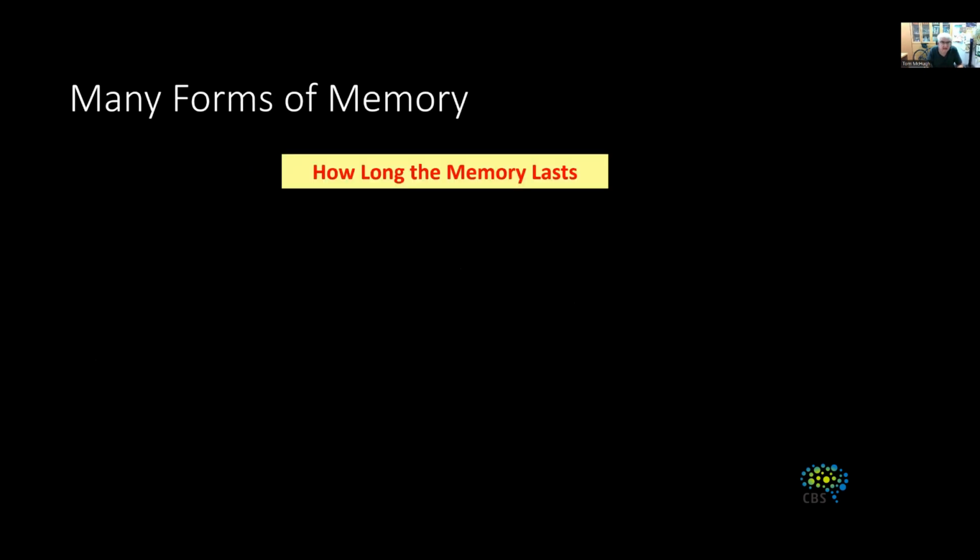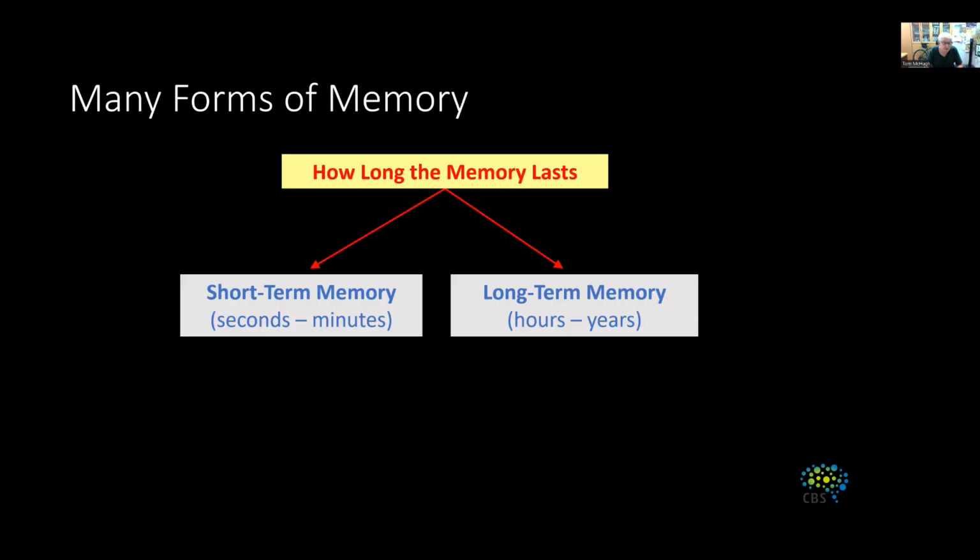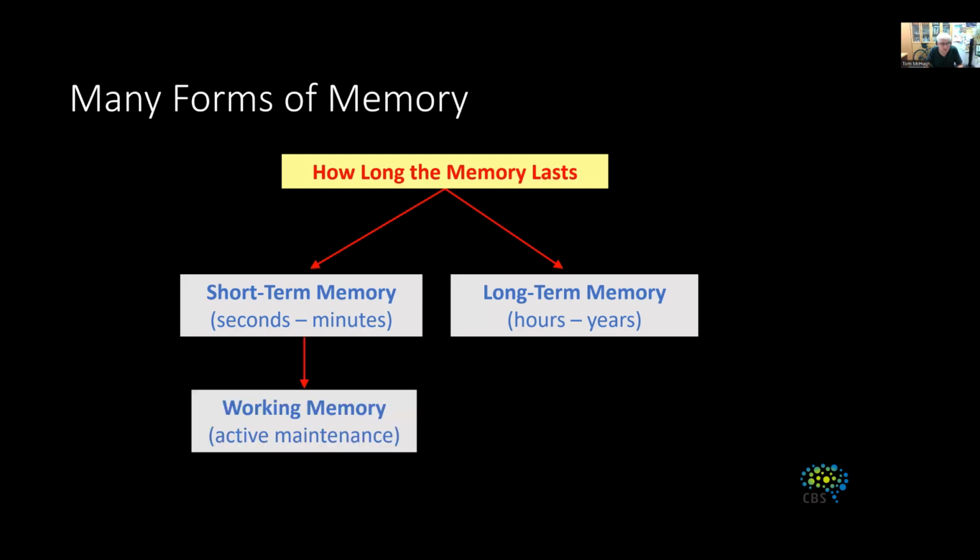Now, we talked earlier in this lecture about how memory can be classified in many different ways. One of the simplest is how long memory lasts. We can talk about short-term or long-term memories. And there are ways to test these abilities in the laboratory. Short-term, or what we often call working memory, is something that's actively maintained. So what could he do in terms of working memory tasks?